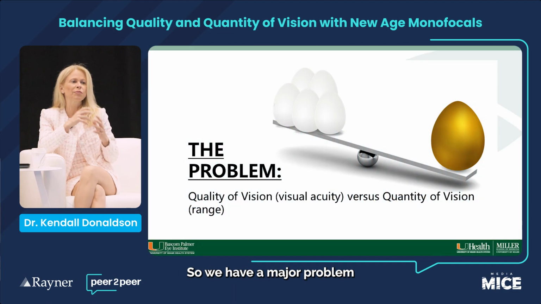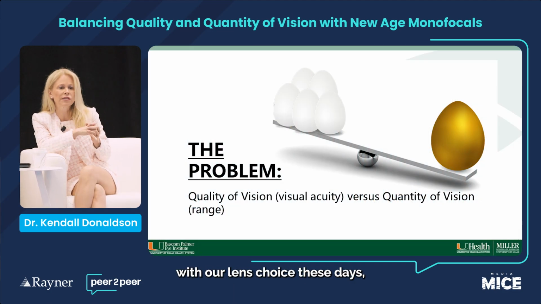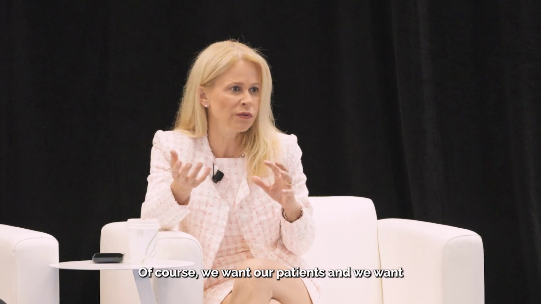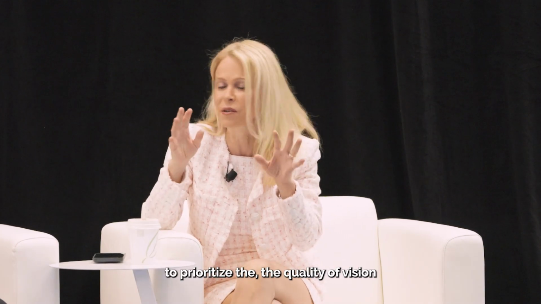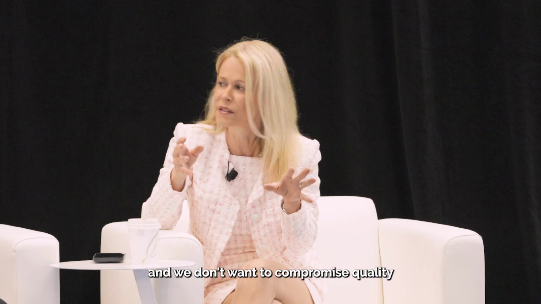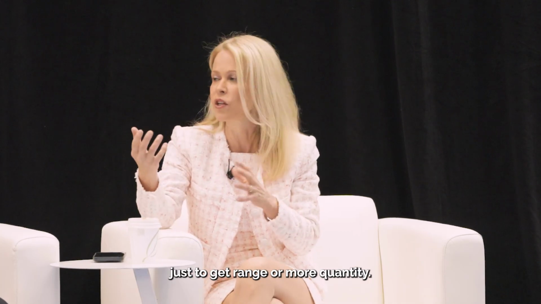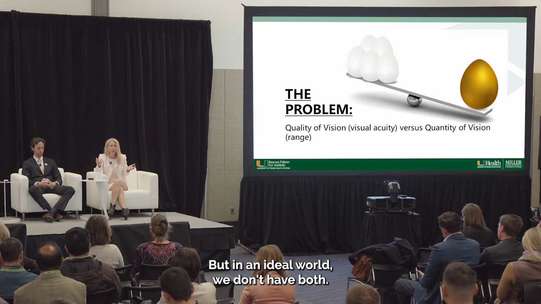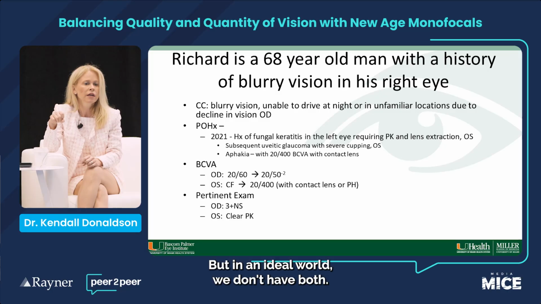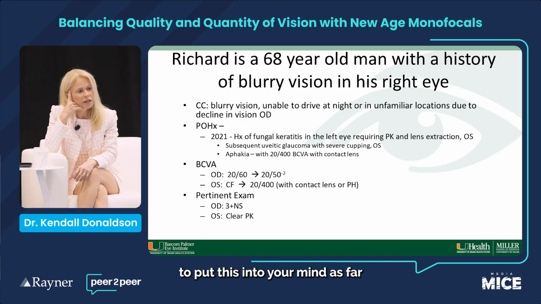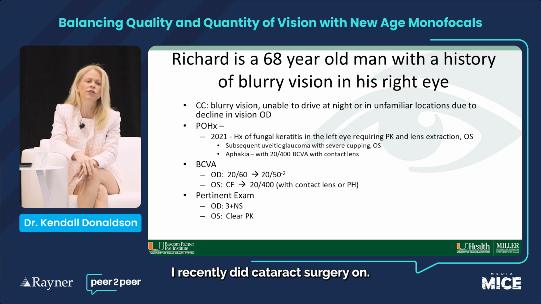So we have a major problem with our lens choice these days, and we're always balancing quality of vision and quantity of vision. Of course, we want to prioritize the quality of vision, and we don't want to compromise quality just to get range or more quantity. But in an ideal world, we'd have both. So I wanted to share a couple examples to put this into your mind as far as how this works in clinical practice. So this is a patient of mine I recently did cataract surgery on.